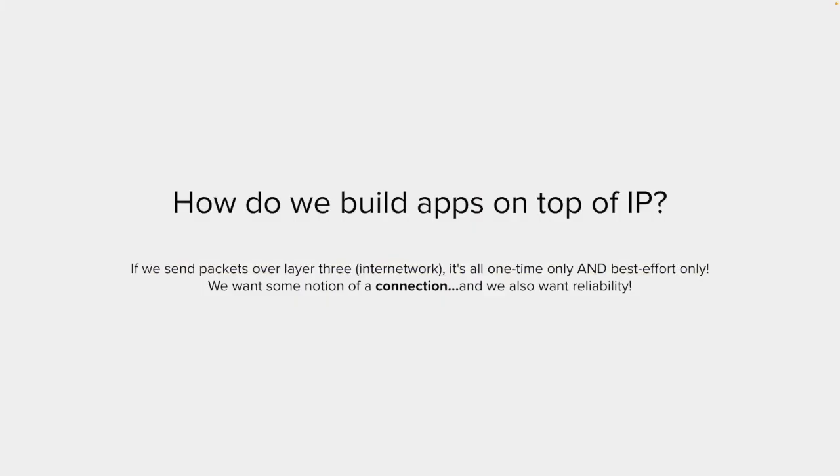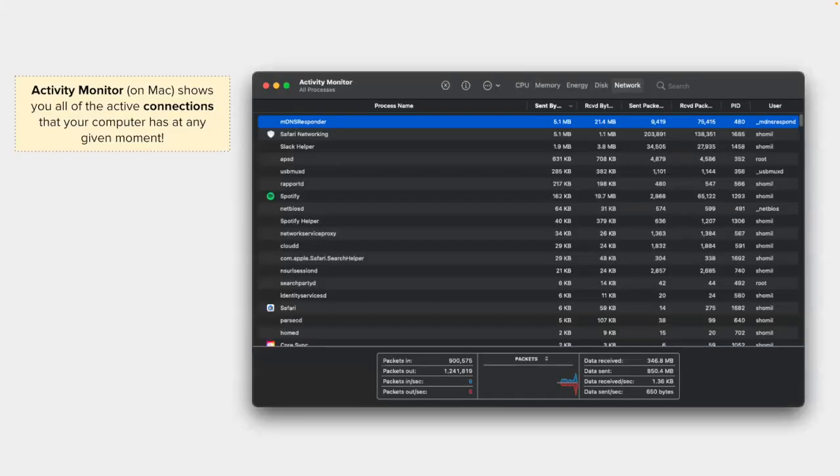Okay. Now, how do we build apps on top of IP? If you send packets over layer 3, which is the internet or internetwork, it's one time and best effort only. So what that means is we want some notion of connection and we want reliability. This is what you see if you open Activity Monitor on your Mac, for example. It shows you all the connections on your computer on the network.